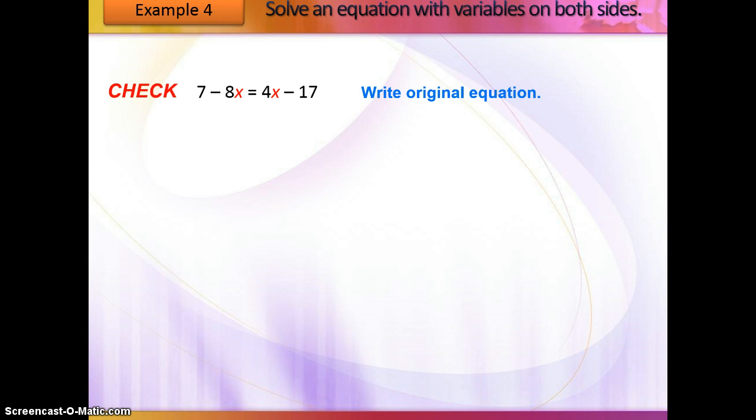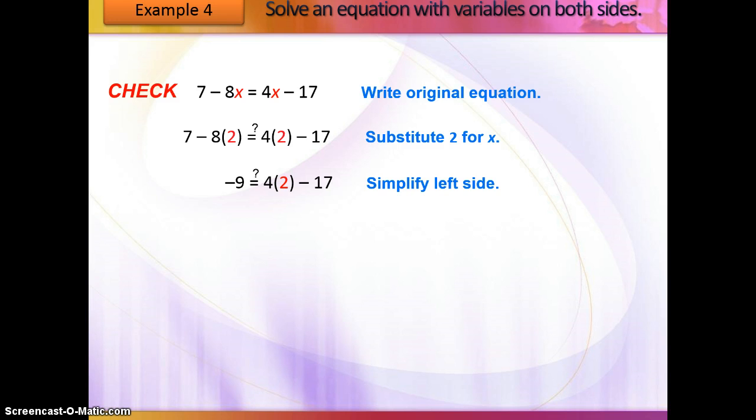So here's our original equation. I will substitute 2 in for x. So we will solve on both sides and see if they are equal. Simplifying the left side, 8 times 2 is 16, so 7 minus 16 is negative 9. On the right side, I'll multiply 4 times 2, which is 8, minus 17, which is negative 9 as well. So it checks, therefore my answer is correct.